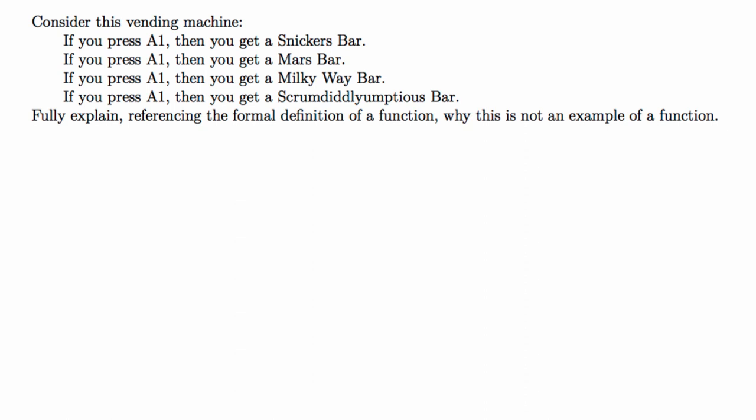In this particular example, a single input or button will now give you 4 candy bars. So this does not meet the definition of a single input is paired with exactly one output. The input of A1 will give you 4 separate outputs. To be a function, each input must be paired with exactly one output.